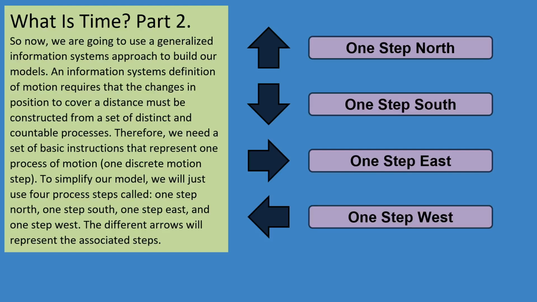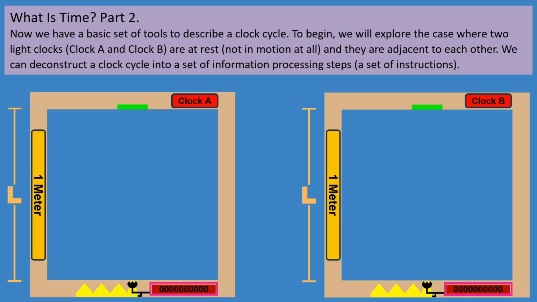An information system's definition of motion requires that the changes in position to cover a distance must be constructed from a set of distinct and countable processes. Therefore, we need a set of basic instructions that represent one process of motion, one discrete motion step. To simplify our model, we will just use 4 process steps called one step north, one step south, one step east, and one step west. The different arrows will represent the associated steps. Now we have a basic set of tools to describe a clock cycle.